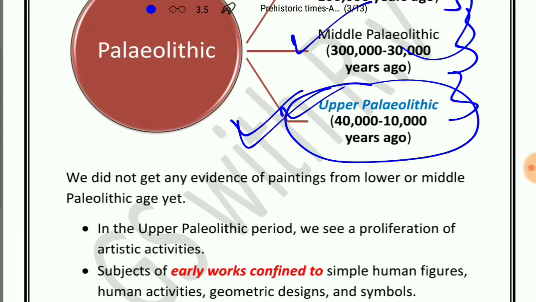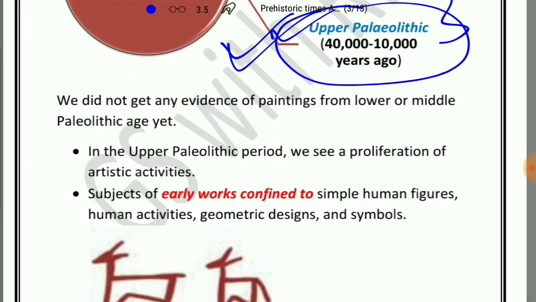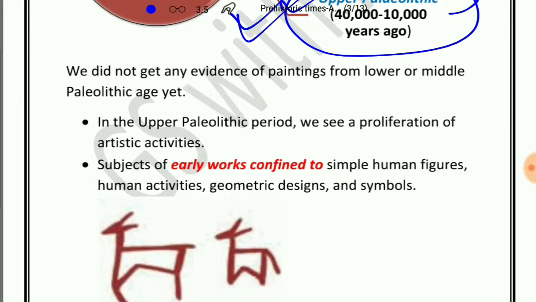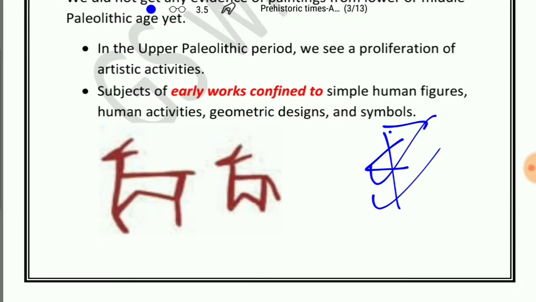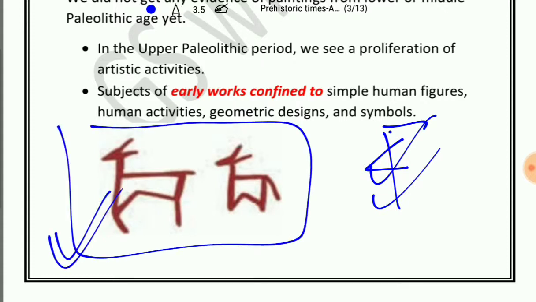What is the duration of the Upper Paleolithic age? The Upper Paleolithic age is defined as 40,000 years to 10,000 years ago. In this period, there was a proliferation of artistic activities, and the early works were confined to simple human figures, human activities, geometric designs and symbols. The early man used to draw on the walls of the caves in the form of human figures, or draw the activities of humans, or represent animals or persons through geometrical figures.